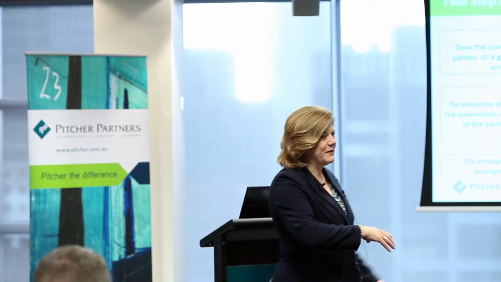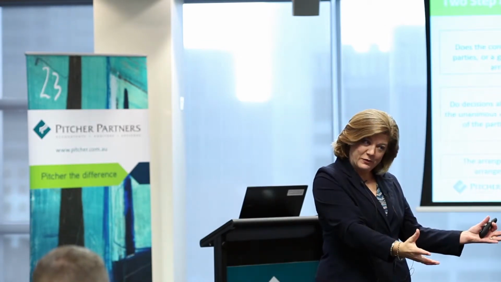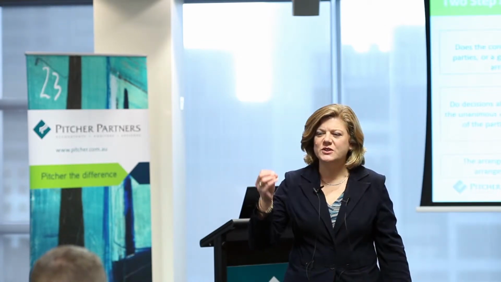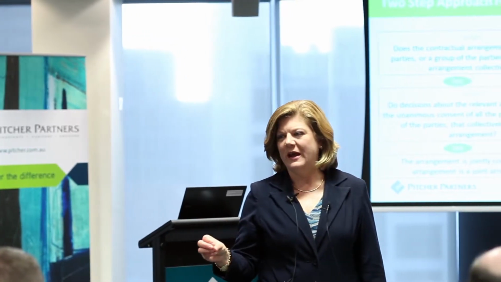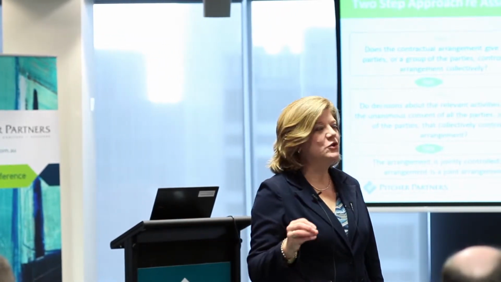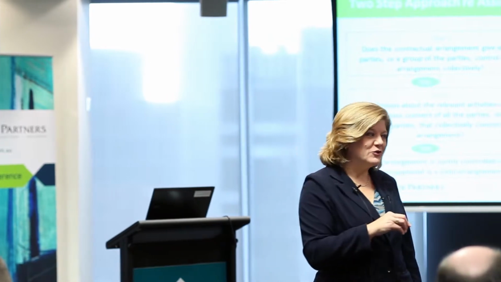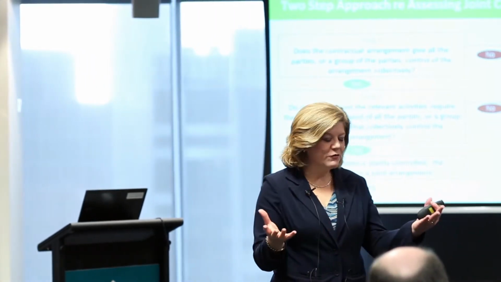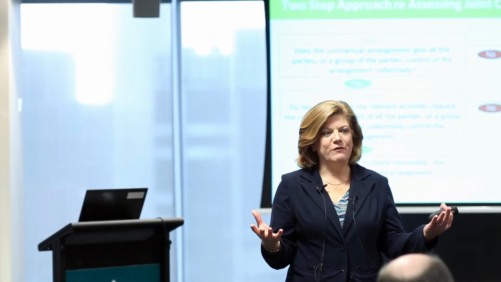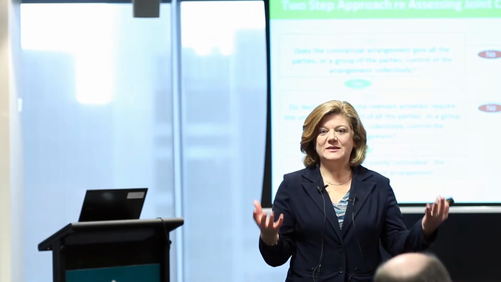The second step is, do we have that control by a number of people? And the second thing, which is absolutely crucial, is do those people need unanimous consent to make decisions? It's all about unanimous consent. Now you have to be careful when you look at those contracts. If we've got 2 parties involved, and the contract says each party can appoint 2 people to the board of the investee.